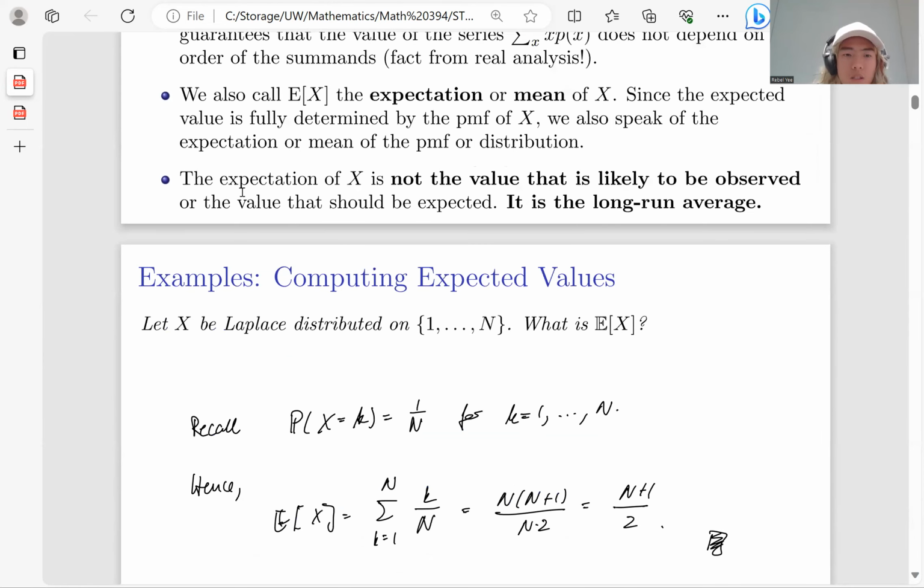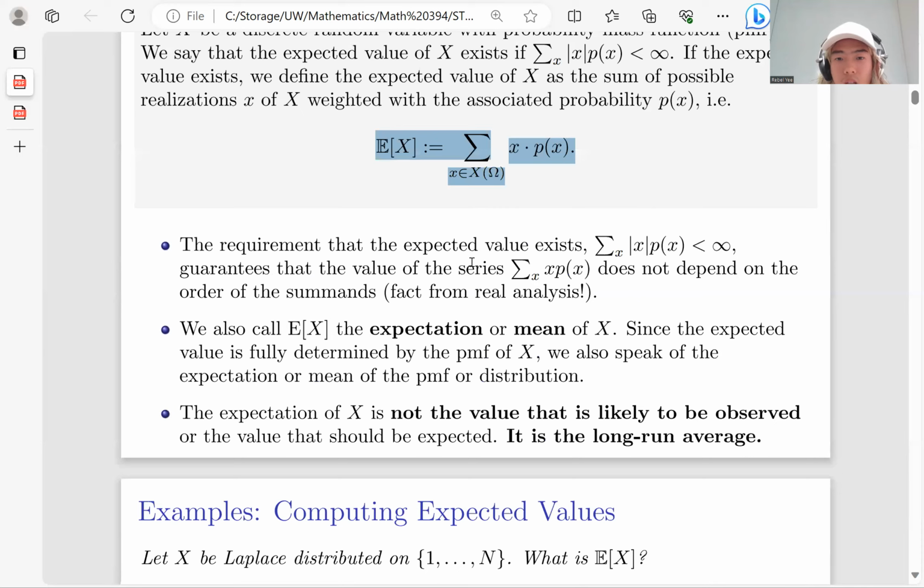One thing also to notice is that the expectation of x is not a value that's likely to be observed. For example, in the first case, you are not expected to lose exactly $0.05 in one deal. You can only lose $1, but that's a long-term average. If you multiply that number by, for example, 38,000 times, you will get what you will lose on average over the 38,000 times.